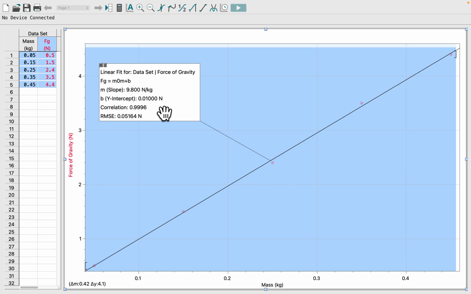So if I wanted to turn this into an equation, I would write FG equals 9.8 newtons per kilogram times M for mass, plus 0.01 newtons. And that would be my equation.